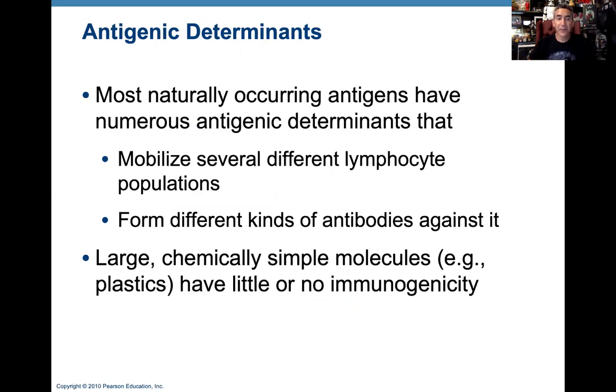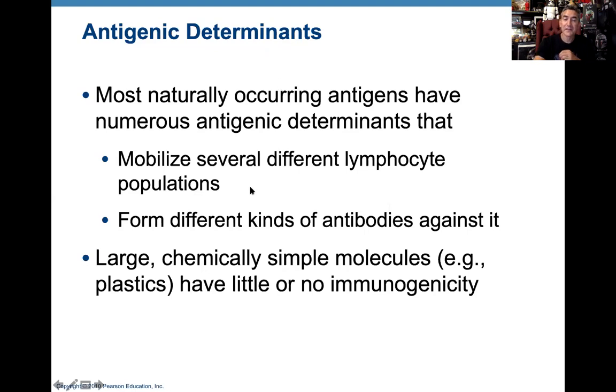So antigenic determinants, most naturally occurring antigens have numerous antigenic determinants. I kind of mentioned that. They're able to mobilize several different lymphocyte populations, form different kinds of antibodies against it. Now, something that is a little bit important, maybe something to consider. The more diverse, the more large, the more complicated the antigen is, the more determinants it will have.